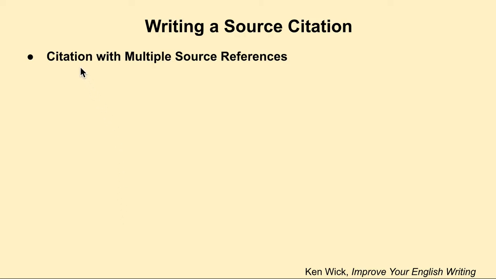What about a citation with multiple references? So you actually have a piece of information and you have multiple sources. What do you do? Well, you separate the multiple references with a semicolon. So it's reference, semicolon, reference, semicolon. If you have five sources, you would have 4 semicolons separating the 5 sources.